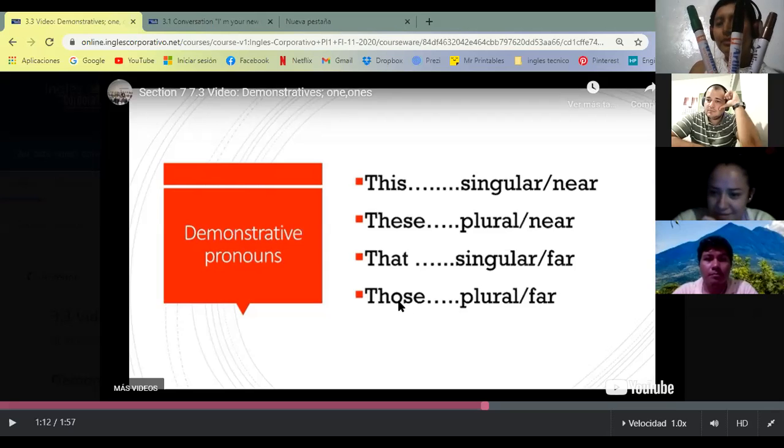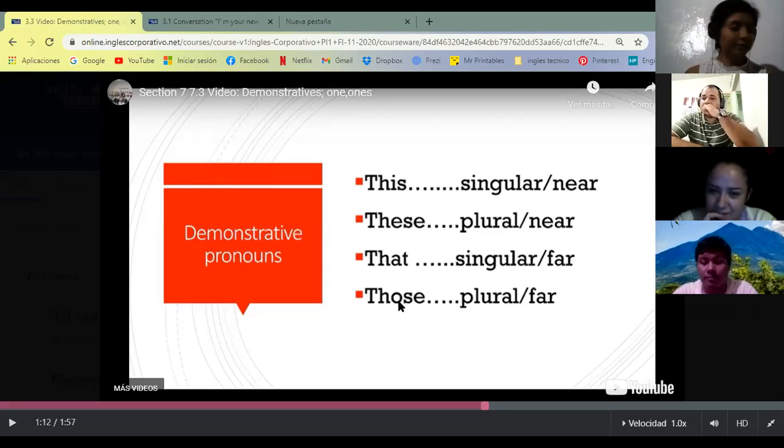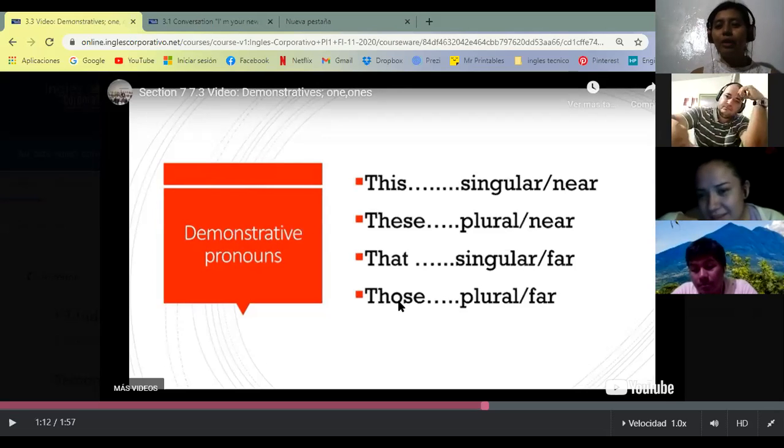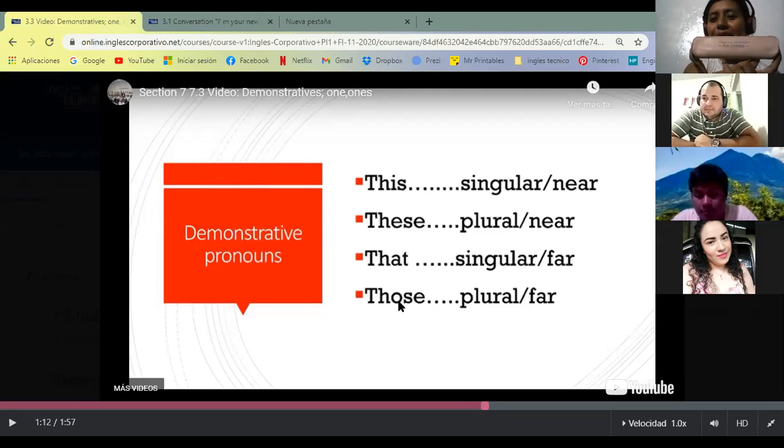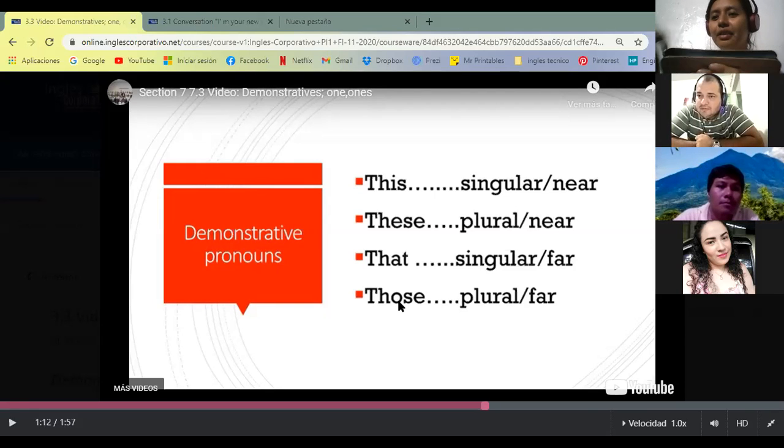Are mine. Okay, excellent. Selena, choose another person, please. Carlos. Okay, Carlos. Just look at the object that I'm going to show you. This one, eraser. Is it an eraser? Just look at it. That is. Oh, sorry, teacher.